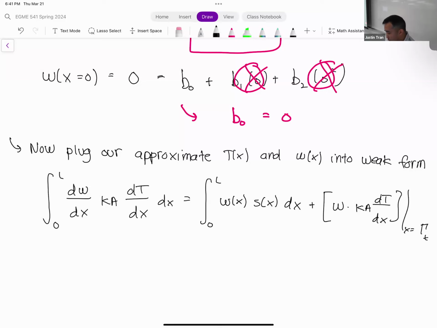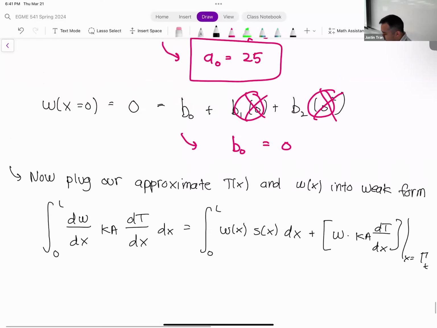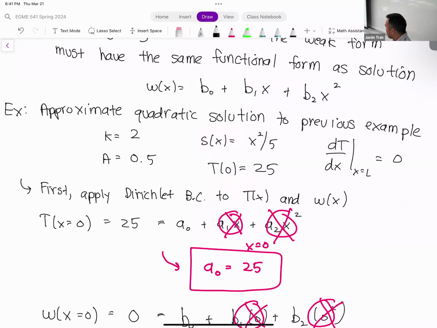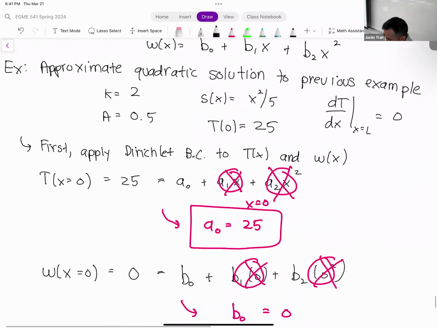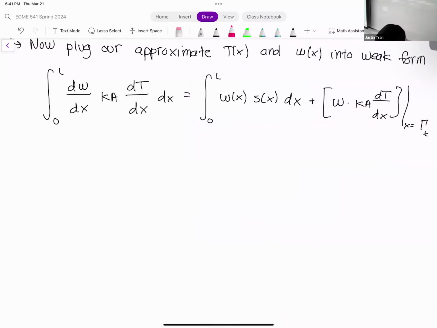So before, when we had this weak form like this, we couldn't really proceed any further because we didn't know what w(x) or T(x) looks like, right? But now that's kind of a remedy, because now we know what w(x) and T(x) want to look like. We know that we want these to be quadratic functions, right? And so into this, we're going to plug in d/dx of what we have remaining of w(x). So for w(x), all we have remaining is b1x plus b2x squared.